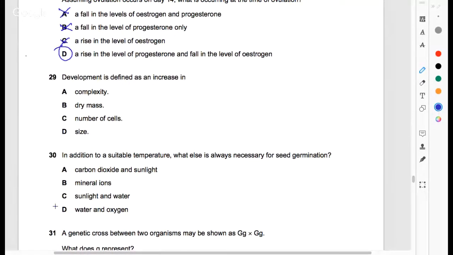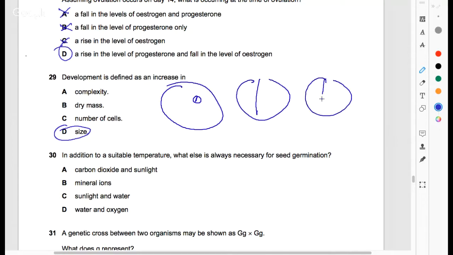Development is defined as an increase in complexity, dry mass, number of cells, or size. So development is an increase in size. Development includes the beginning of development. We start with a big egg with a single nucleus, which then divides up into smaller and smaller cells, which just divides the cytoplasm into smaller cells. Then eventually we get this ball of cells, which is really highly divided. Those are different cells. And then those cells start growing and you get a bigger organism. And all of this is development. So it's an increase in size.